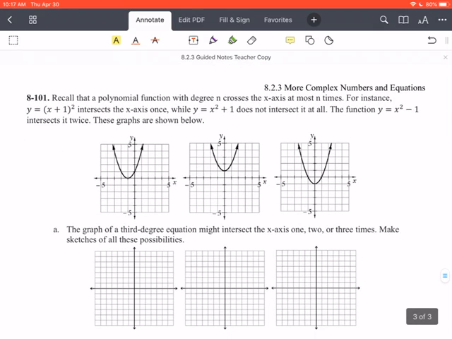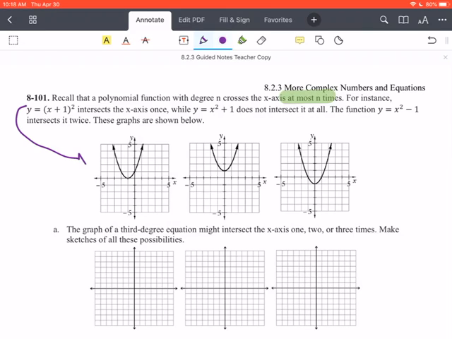So on 101, it says recall that a polynomial function, this is from section 1, with a degree n crosses the x-axis at most n times. For instance, if we look at the quadratic y equals x plus 1 quantity squared, that is going to intersect the x-axis once. So that is this graph right here. If we look at x squared plus 1, that's a shift up 1 unit. It does not cross at all. But then if we look at x squared minus 1, which is a shift down 1 unit, it's going to cross 2 times or twice.